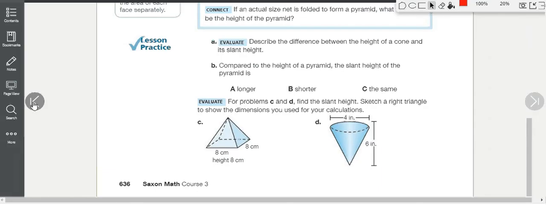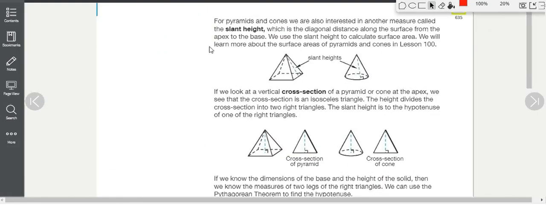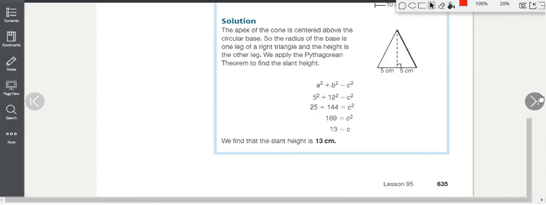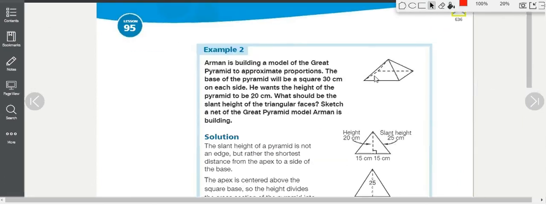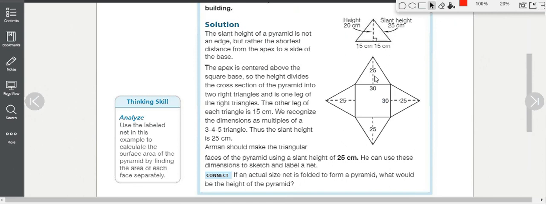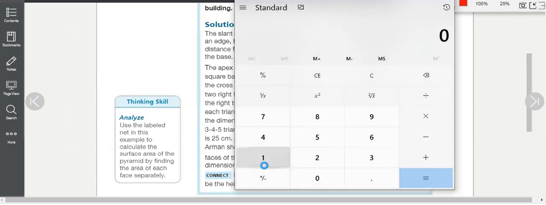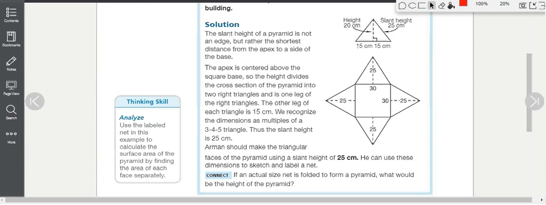I've gotten pretty far without looking at what the book did. This is example 2. What is the square root of 525? I'll just try 25 times itself. No. Might have done something wrong here.